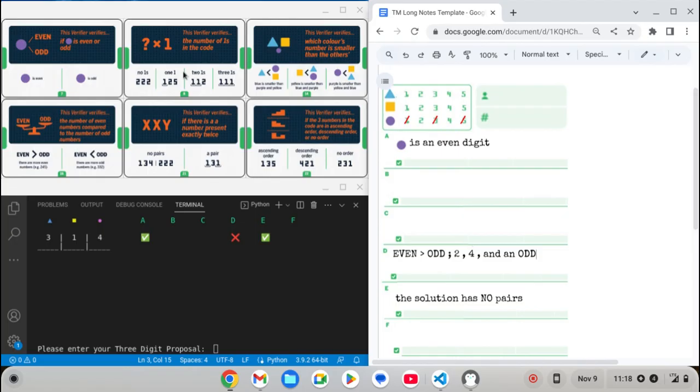We also did not test criteria card C, determining which digit is the smallest. And of course, we also have criteria card F, letting us know a little bit about the ordering of the digits. Okay, so let's see, what can we say?